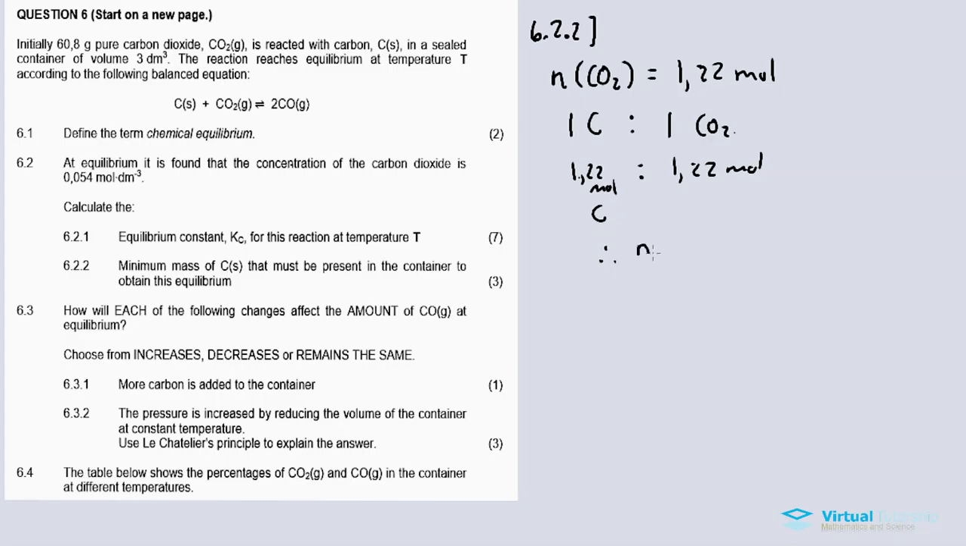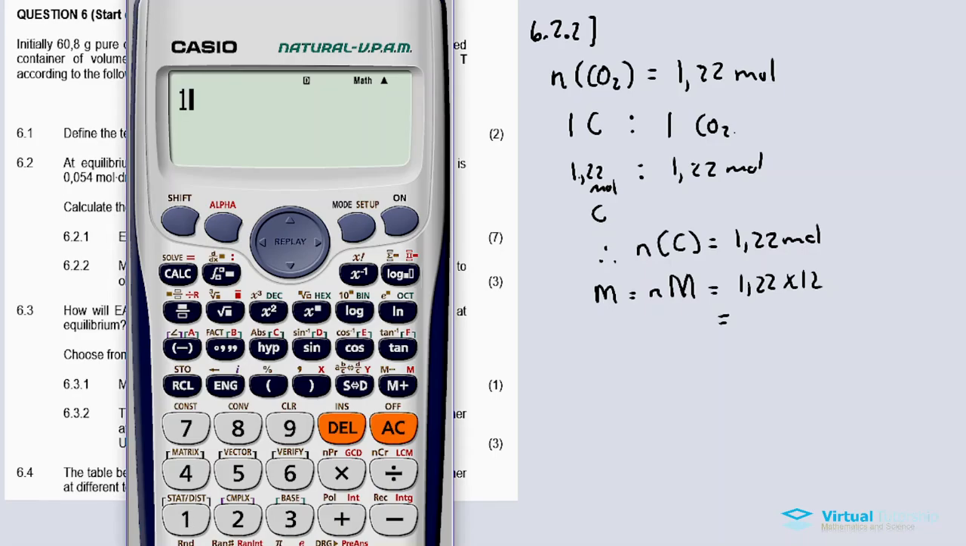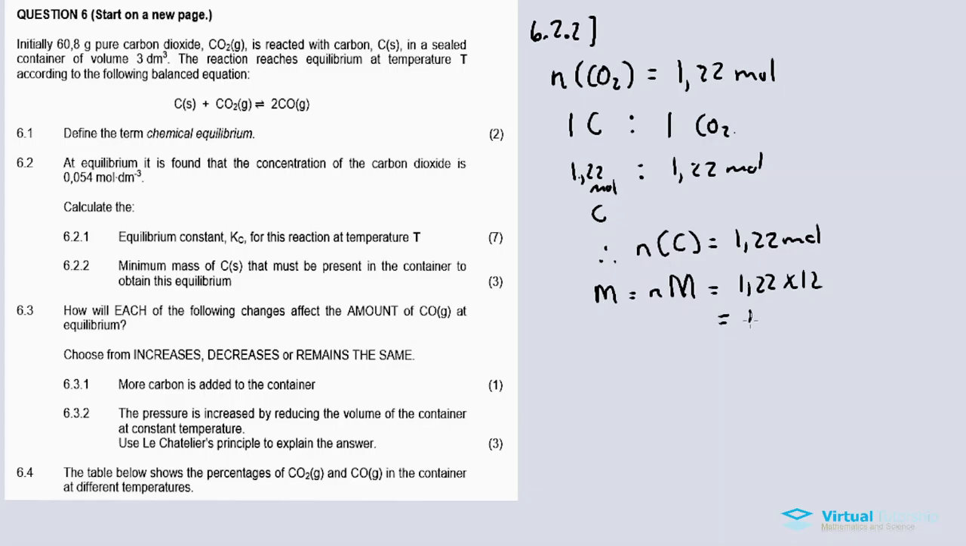So the number of moles for carbon is equal to 1.22 mole, but it's for the mass, not the number of moles. So mass is equal to number of moles times the molar mass. So it's 1.22 times 12. The answer is 14.64 grams.